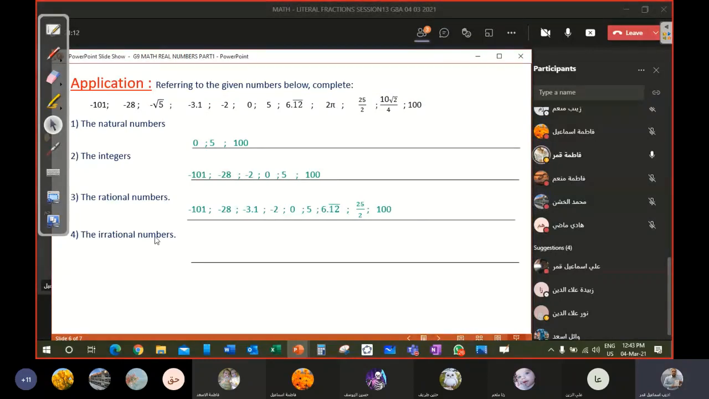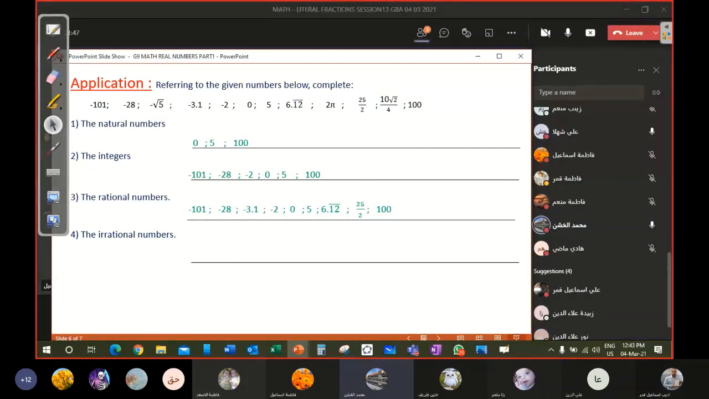The irrational numbers now. Continue. What are the irrational numbers found here? Open your mic, Mohammad Asim. Yes, teacher. What are the irrational numbers? Teacher, the third one, minus 5... minus radical 5.